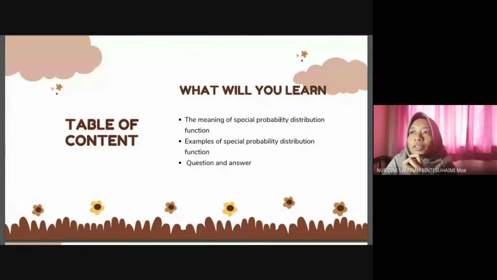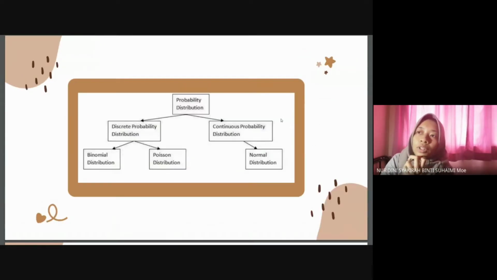For the table of contents, we will learn first the meaning of spatial probability distribution function, second examples of spatial probability distribution function, and lastly question and answer. For probability distribution, there are two types: discrete and continuous. For discrete, we will learn about binomial and Poisson, while continuous is normal distribution.